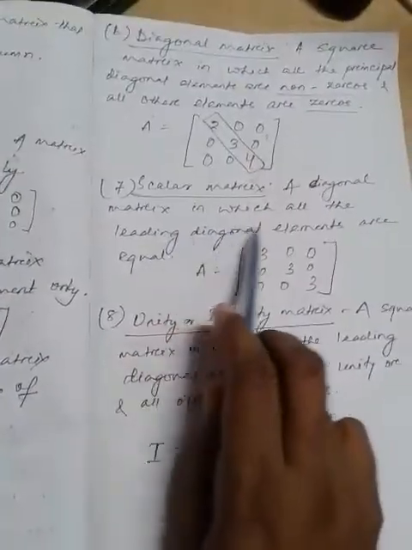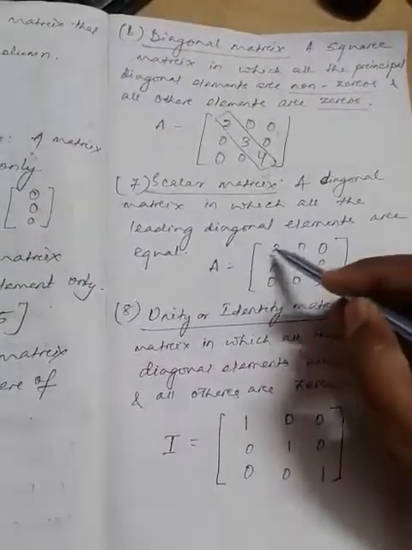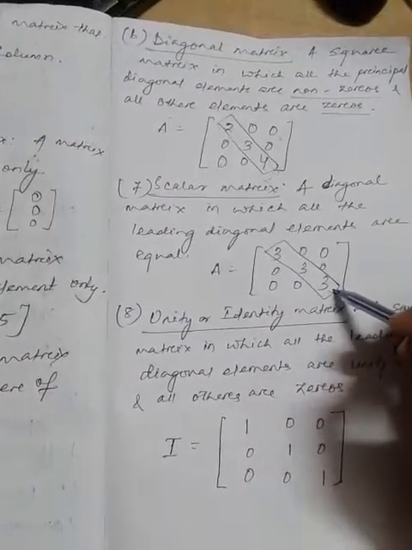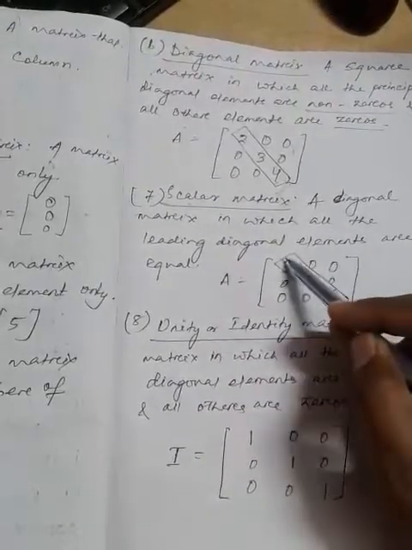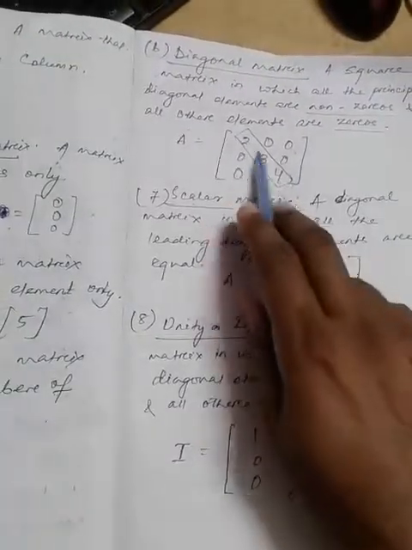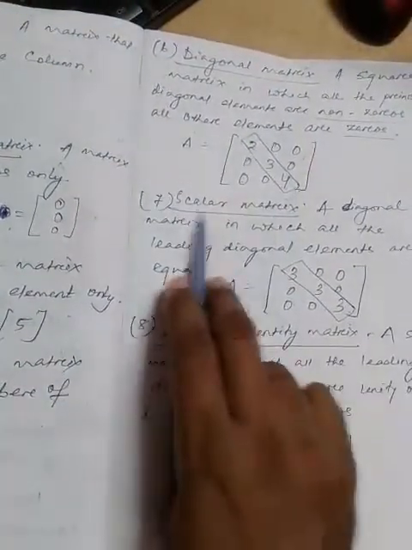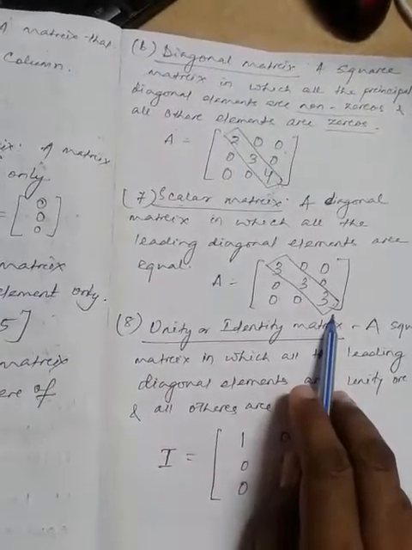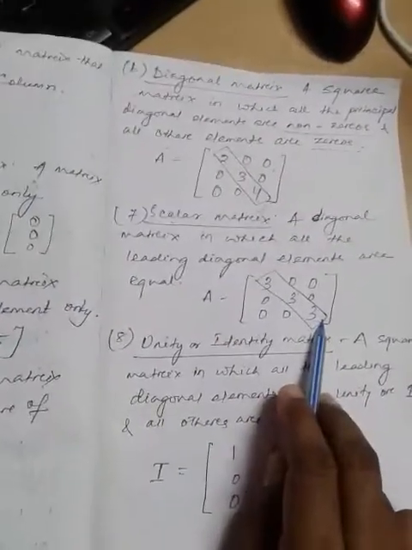Then scalar matrix. A diagonal matrix in which all the leading diagonal elements are equal. If all the elements of the diagonal are equal, suppose here 3, 3, 3, then it will be considered a scalar matrix. All others will be 0, but only the diagonal will be 3. It is the same as a diagonal matrix, but there the elements can be same or different, whereas here they should be the same. It can also be considered a diagonal matrix, but specifically we say scalar matrix because all the diagonal elements are equal.